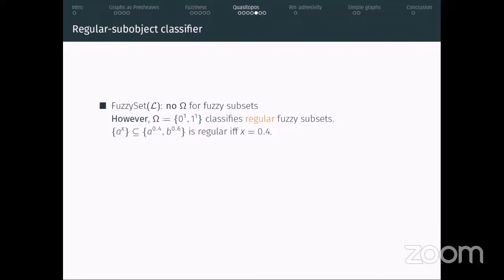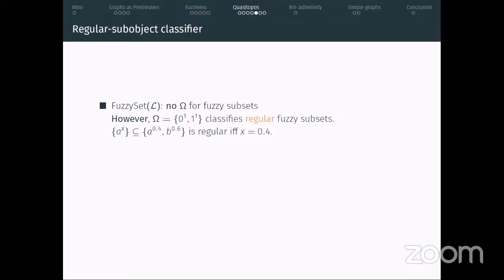A regular fuzzy subset means, just as an example to illustrate, if you take the fuzzy set with A membership 40% and B 60%, and A as a subset with membership X, it's regular if and only if X is equal to 40%. So to be called a regular fuzzy subset, you need to have the same membership as the main fuzzy set. And if you take omega to be the classifier for sets, and you give full membership to everything, you obtain a regular subobject classifier for fuzzy sets.